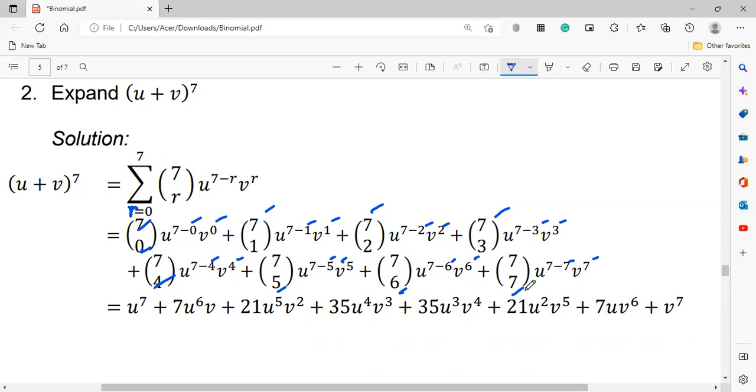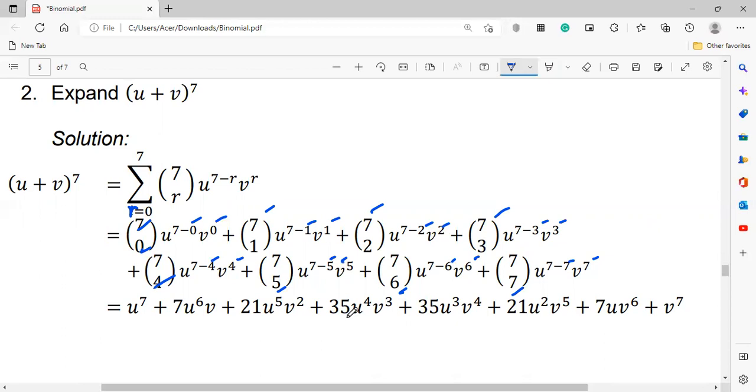7 taken 0 is 1, and so with 7 taken 7. 7 taken 1 is 7. 7 taken 6 is also 7. 7 taken 2 is 21. 7 taken 5 is also 21.